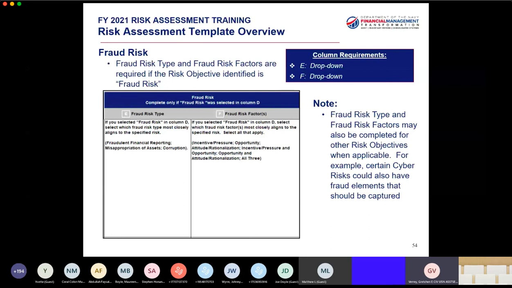I will just say that even if you pick a different risk category besides fraud, there could still be fraud elements. It's sometimes difficult to choose which risk category you want to pick, and so depending on what you pick, it may not be fraud. But you can certainly still choose a fraud risk type and factor, even if you've chosen something else besides fraud as your risk category.